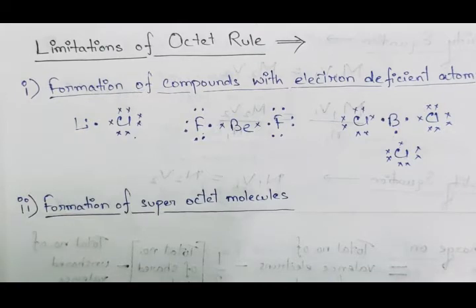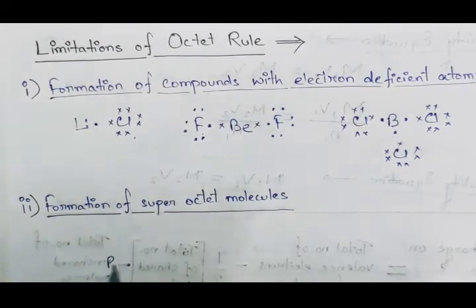In case of some compounds like PCl5, SF6 or IF7, the central atom has valence electrons more than 8. So in this case also the octet rule is violated. Let's take the example of PCl5. In case of PCl5, the phosphorus has only 5 electrons in its valence shell. Okay, so let's draw it in this way.